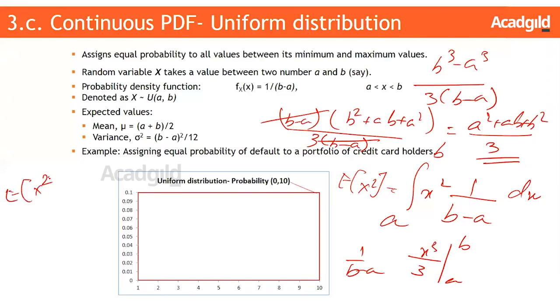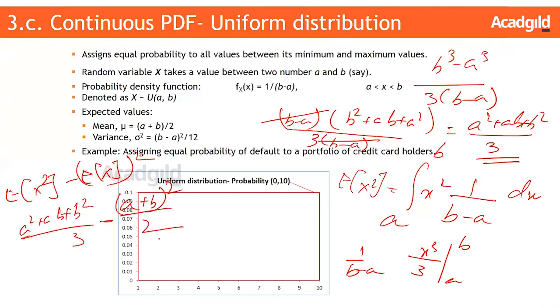How do we calculate variance? It is expected value of x square minus square of expected value of x. So that is a square plus ab plus b square divided by 3 minus a plus b the whole square divided by 2. I'll leave this algebra to you. If you solve this, the sigma square will come to b minus a the whole square divided by 12.